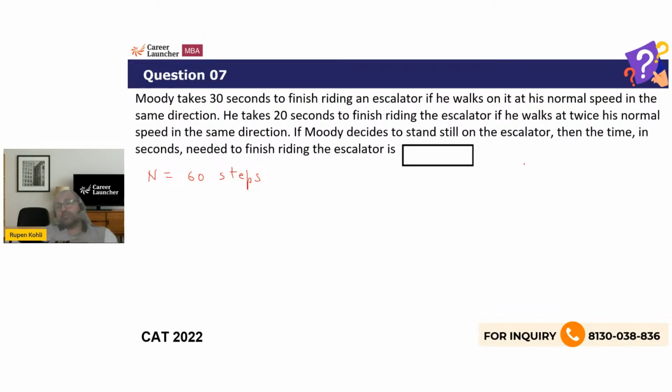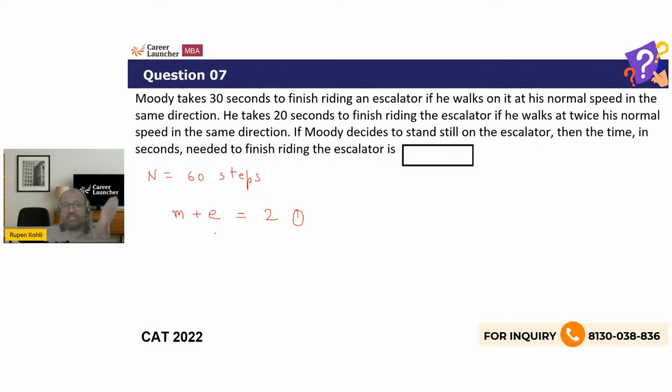He takes 20 seconds to finish riding the escalator if he walks at twice his normal speed in the same direction. ठीक है. So let's say Moody's speed is m steps per second, and escalator speed is e steps per second. Initially, when his normal speed is there, m, so his effective speed m plus e is equal to distance by time. Distance is 60 steps covered in 30 seconds. So 60 by 30, first equation. Second equation में उसकी speed 2m, उसकी speed twice हो जाएगी, right?